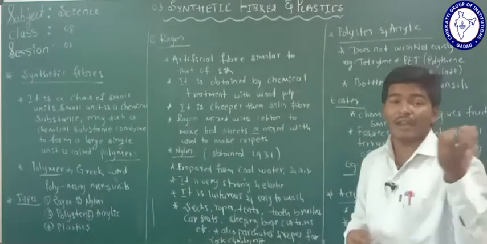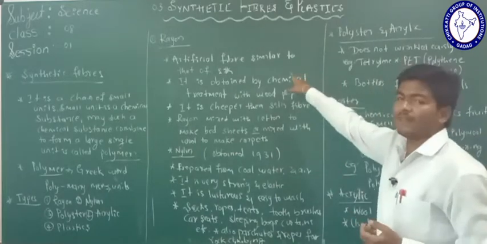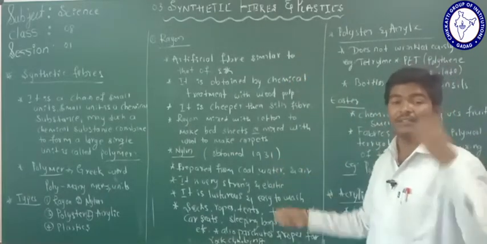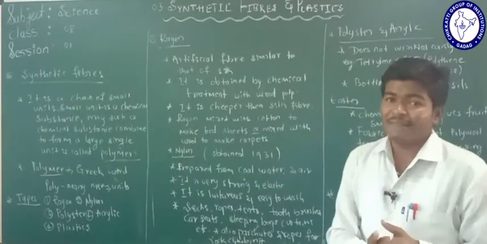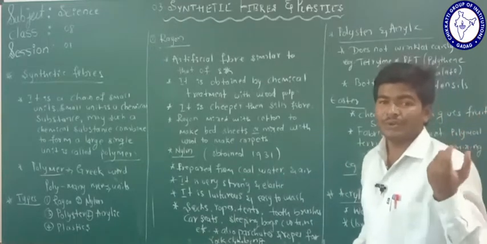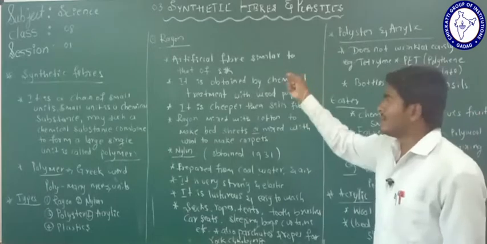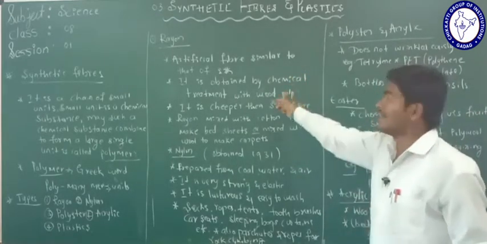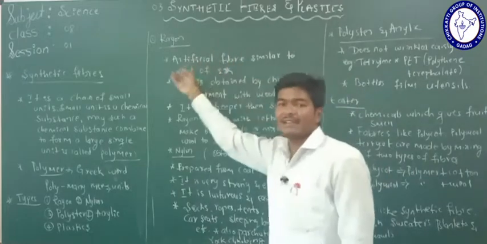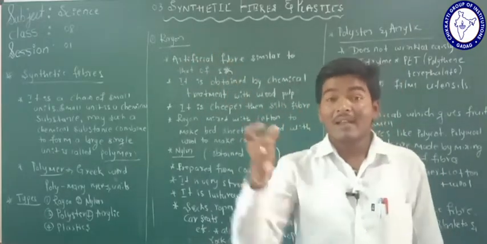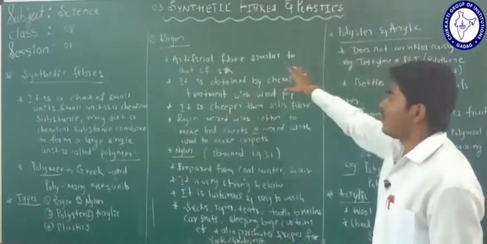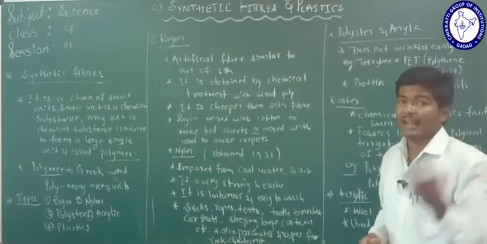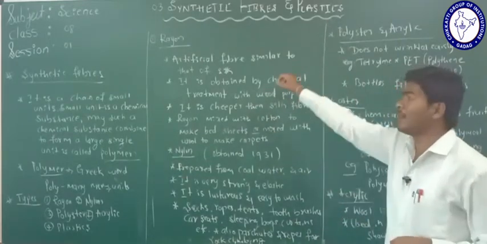They tried to invent a similar type of fiber like silk, and at the end of the 19th century they got a fiber that is similar to silk, that is nothing but rayon. Why did they make that? Why did they invent a similar type of fiber?